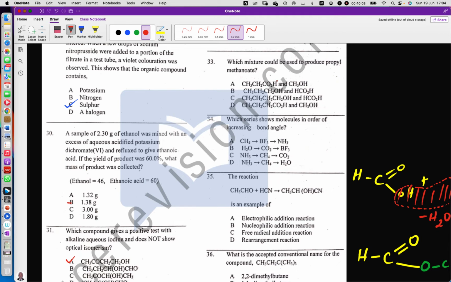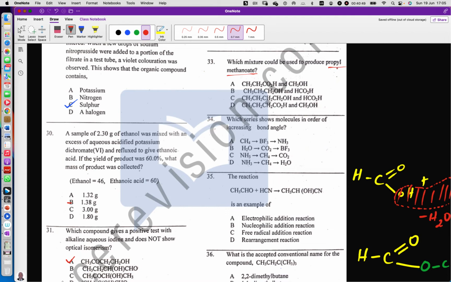We have question number 33, which asks: which mixture could be used to produce propyl methanoate? Propyl methanoate is an ester. Propyl, then methanoate. Propyl is telling you that this alkyl group is coming from the alcohol, because when we start naming esters, we start from the group that comes from the alcohol and end with the group that comes from the acid.